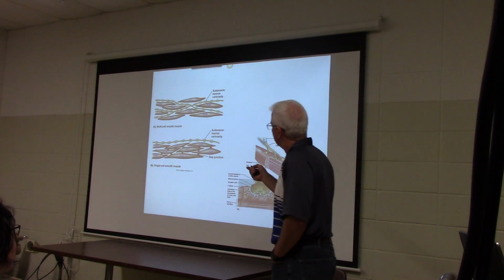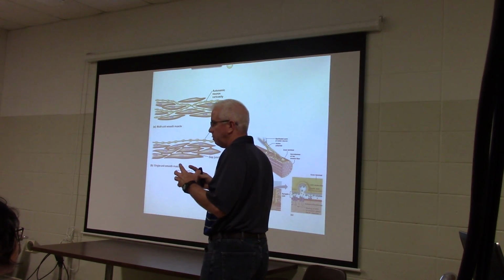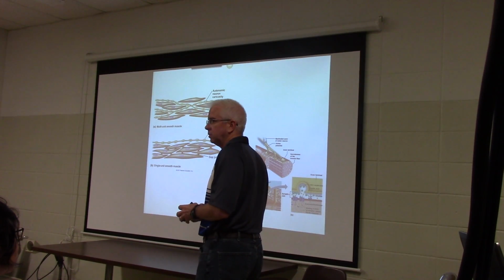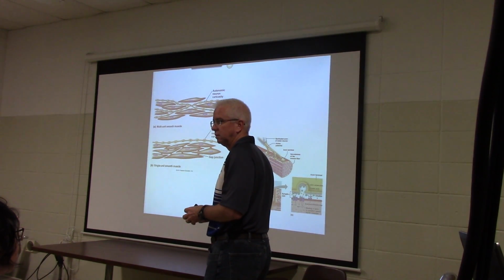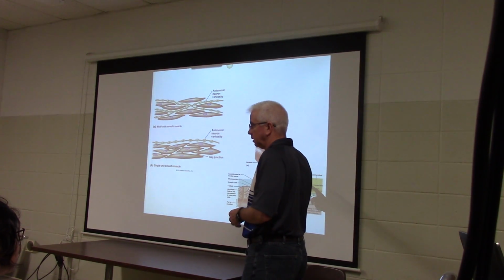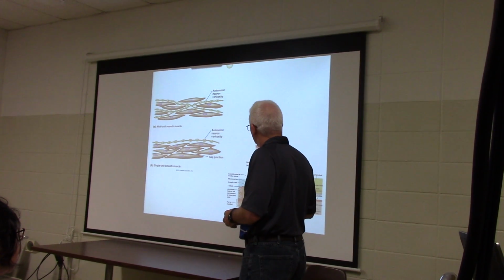Okay, so this is an individual multi-unit smooth muscle cell. Notice the number of varicosities, packages of chemical for stimulation. Notice how many of them are associated with that cell. See it? And what about this over here? What's the difference?